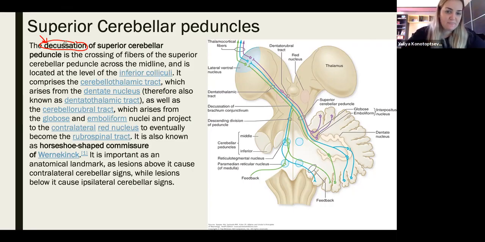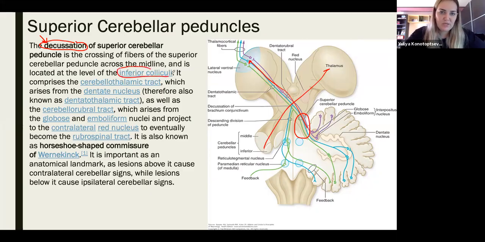So this crossing in neuro has a name. It's called decussation. So you're going to see that the tracts within the superior cerebellar peduncle are also crossing. They also come from different areas, so they also have to cross. From the right side it goes to the left side, and from the left side it goes to the right side. They aren't showing it, but that's what's happening. So it's going to be decussating. Where is it decussating? At the level of the inferior colliculus.